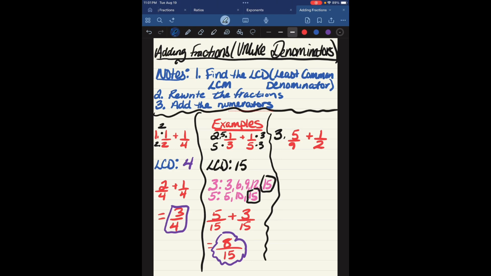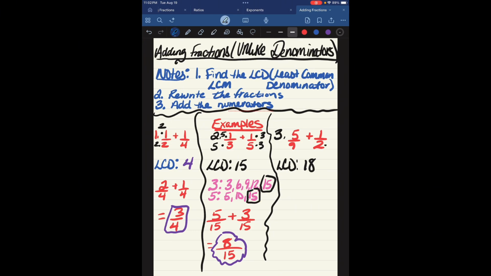All right, last but not least, we got 5 over 9 plus 1/2. Okay, our LCD for 9 and 2 is 18, because 9 can go into 18 twice, and 2 can go into 18 9 times. If you would like to see how we got 18 as our LCD, like how we did number 2, you just list out the multiples. Simple as that.